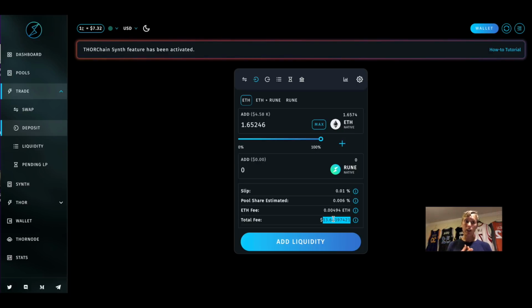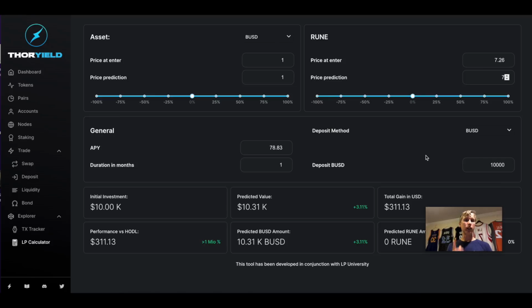Now, what's happening on the back end is right now, ThorChain is $7.32. That is going to be the number you need to keep in mind because you're going to plug this in over at Thor Yield. So say, for example, I do the ETH asset. So ETH RUNE, ETH is at 27.74. And let's say, for example, I think it's going to go to 3,500, just because. And APY is 27, and we're going to do it for a duration of 12 months.